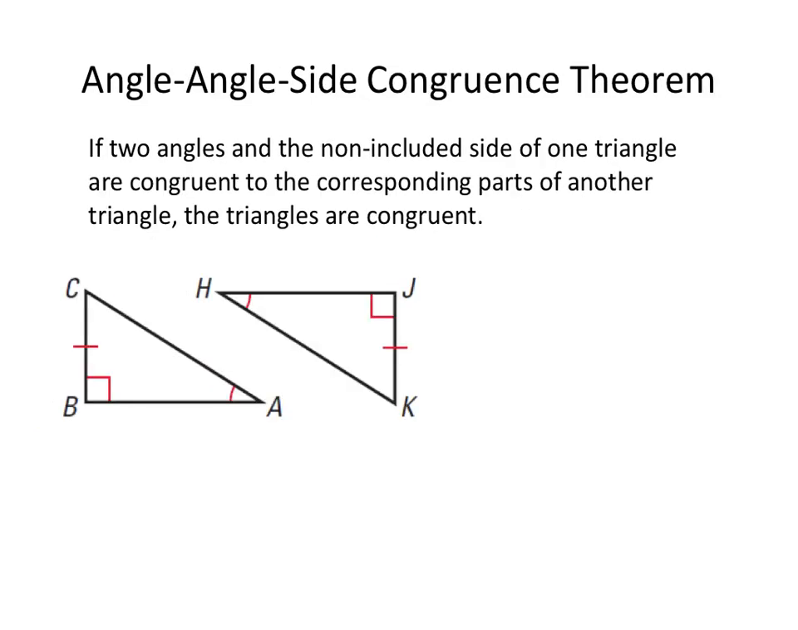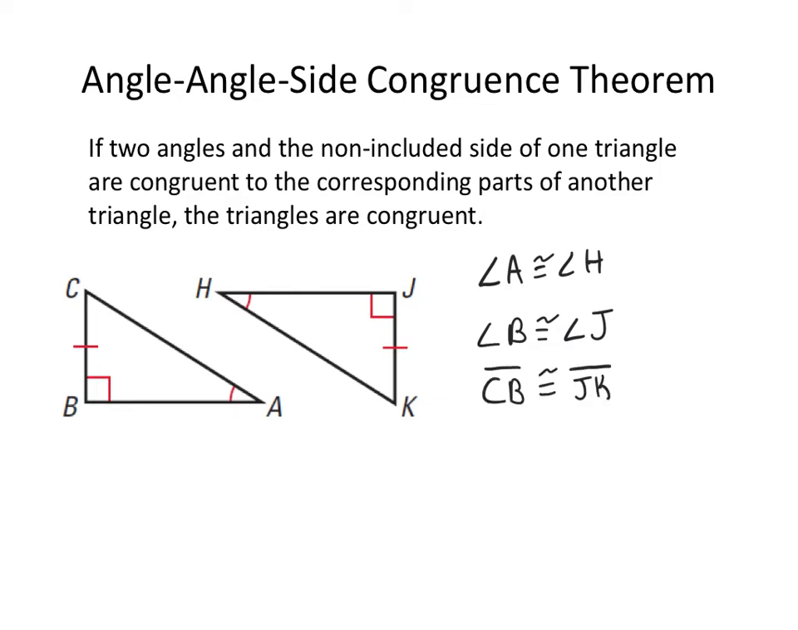The angle-angle-side congruence theorem states that if 2 angles and a non-included side of one triangle are congruent to the corresponding parts of another triangle, then the triangles are congruent. In this diagram, the markings indicate that angle A is congruent to angle H. Also, angle B and angle J are both right angles, and all right angles are congruent to each other, so angle B and angle J are also congruent to each other. Also, segment CB and segment JK are congruent to each other.